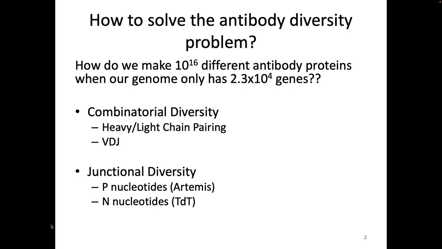We noted how pairing different heavy chains and light chains helps us to address this problem, as well as the use of different mini genes, the V, D, and J mini genes. There's also junctional diversity that we will see a little bit more of today.